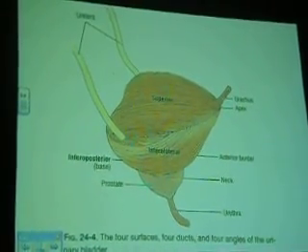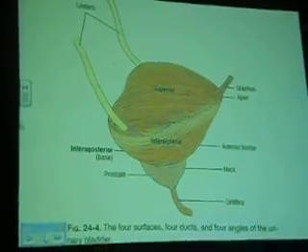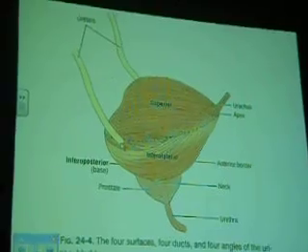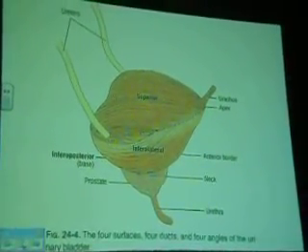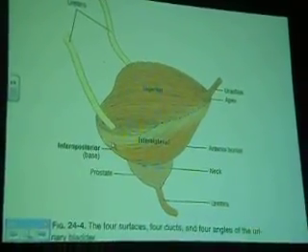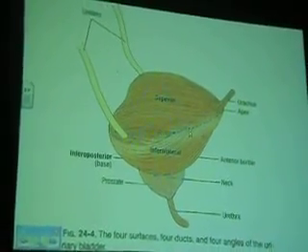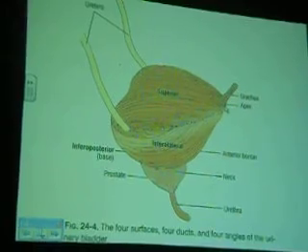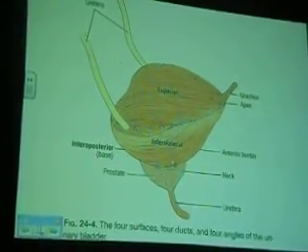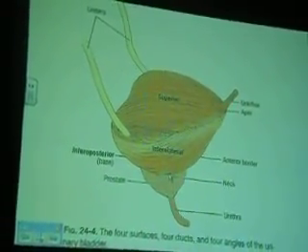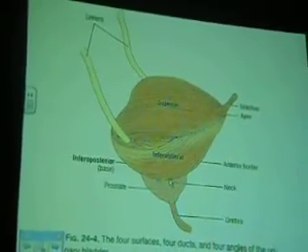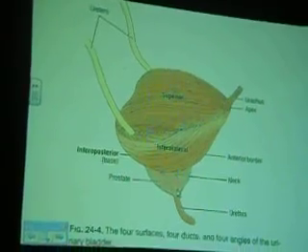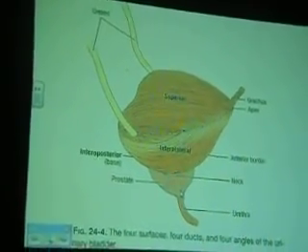There are 4 angles, 4 surfaces for the 4 angles. At the superior lateral angles, we have the 2 ureters entering. Okay? At the anterior angle, we have the urachus. And down there, at the inferior angle, we have the neck, where the urethra is leaving. Remember, it's not the urethra entering, the urethra is leaving.